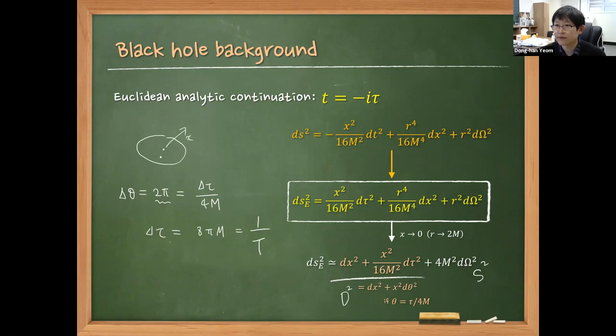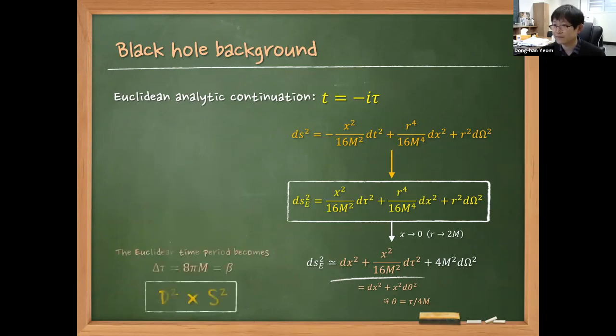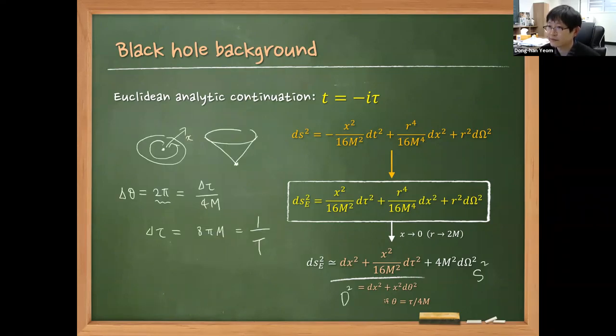Near the x equals 0 point, this point cannot be smooth because you identified more than or less than 2 pi. So for example, if you identify this tau or theta shorter than 2 pi, then the geometry should look something like this. So this point is not regular. So we say that a cusp singularity appears.